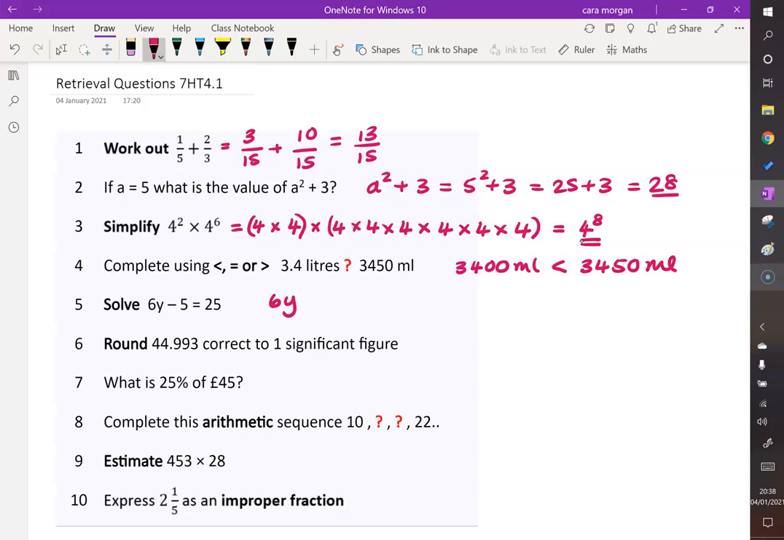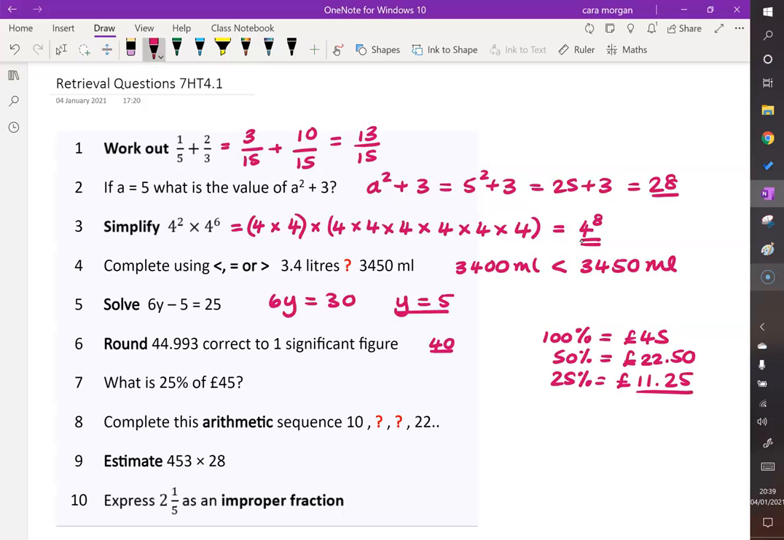The next question, I know that 6y must be equal to 30, so y must be equal to 5 because 6 5s are 30. The next question, now I have a choice here. It's either going to be 40 or 50, so I think it must be closer to 40. Number 7, well, if I know that 100% is the amount I start with, which is £45, a nice quick way to find 25% is to quickly cut it in half to get 50%. That's 20 plus £2.50, so that's £22.50, and therefore 25% must be half of that, which is £11.25. So I'm just going to write £11.25 there.